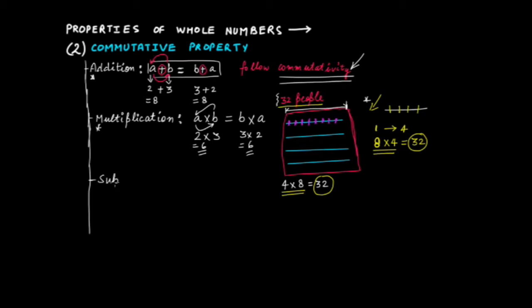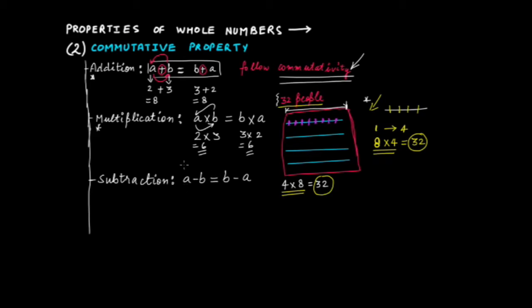For subtraction, if subtraction follows the commutative property, what does that mean? It means that A minus B would be equal to B minus A, right? If you change the position of A and B, in order to follow the commutative property, the answer should come out equal. And you can take an example.